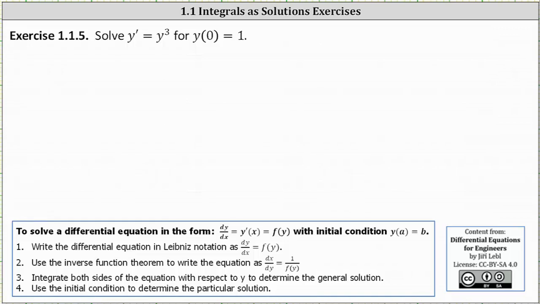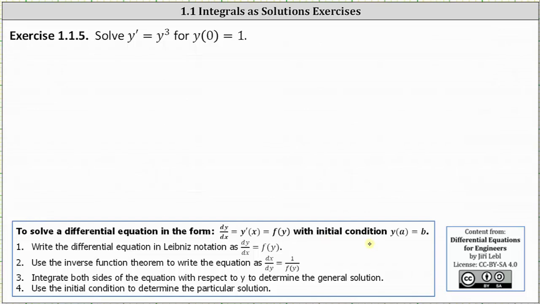We want to solve the differential equation y prime equals y cubed for y of 0 equals 1. To solve a differential equation in the form of dy dx or y prime equals f of y, notice here the right side is a function of y with an initial condition.